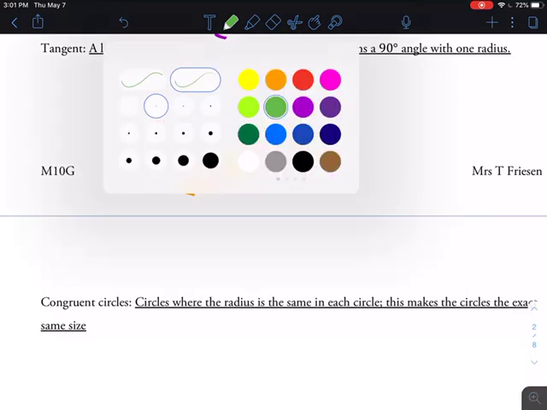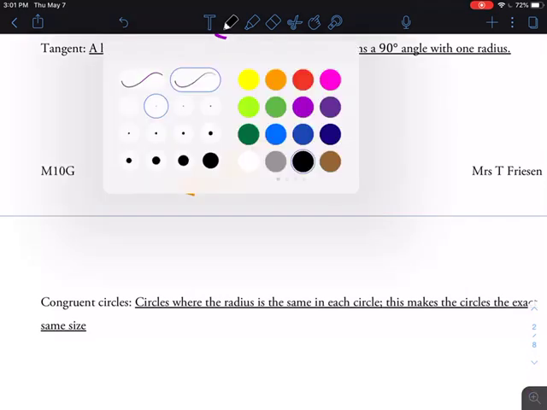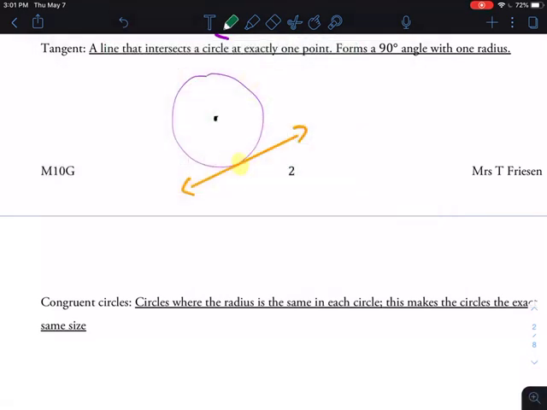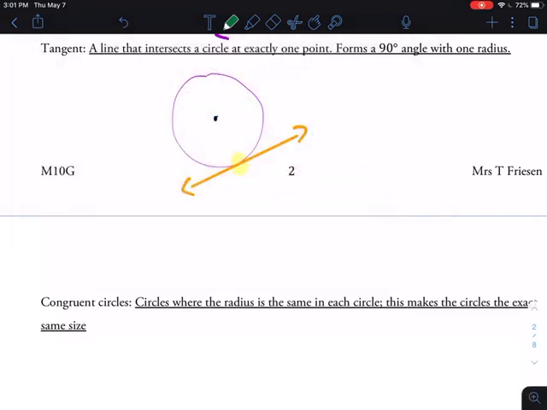with one radius. Okay, so what I mean by that is this is the center. Let's just say, I know it's approximate, it can't be exact, but if I were to draw a perfect circle, that would be the middle, right? And then the tangent that I drew here, this orange one, right, it forms a 90-degree angle.